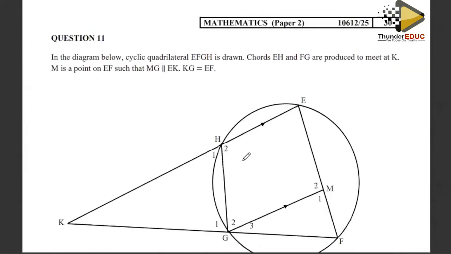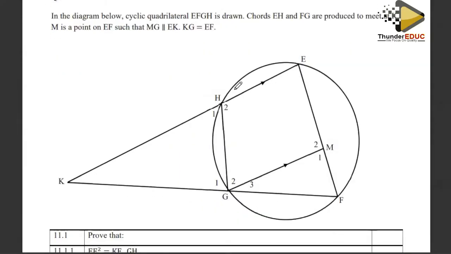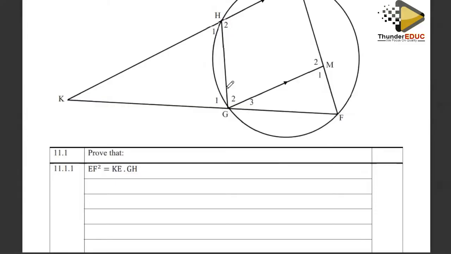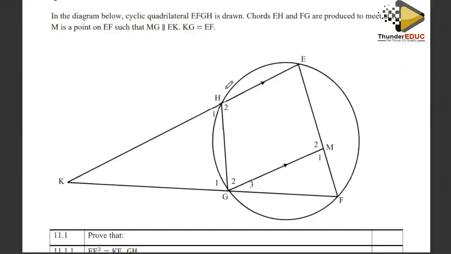All right, question 11, the last one. In the diagram below, we have a cyclic quadrilateral EFGH. Okay. Then chords EH and FG are produced to meet at K. Okay. M is a point on F such that MG is parallel to EK. KG is the same as EF. Now they want us to prove this. 6 marks. Okay. So before we do the proof, this is a cyclic quad. EFGH is a cyclic quad.